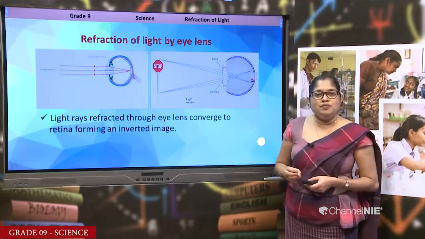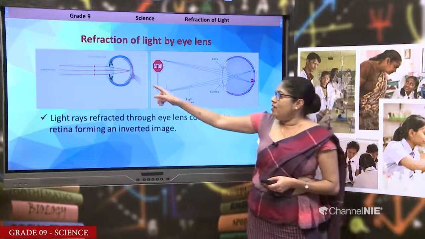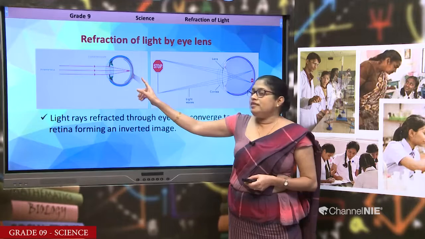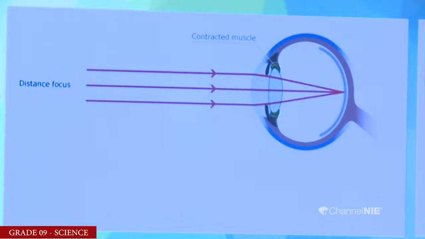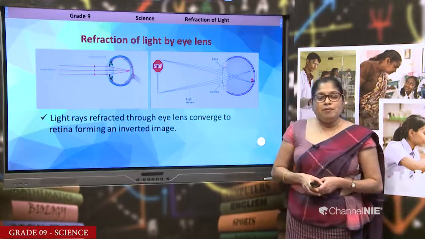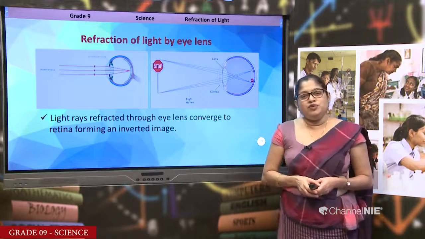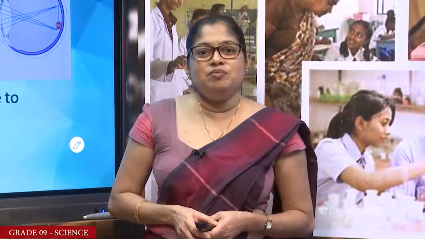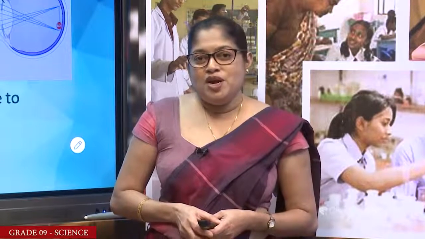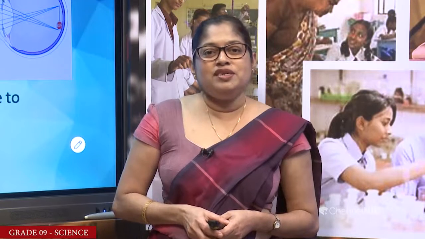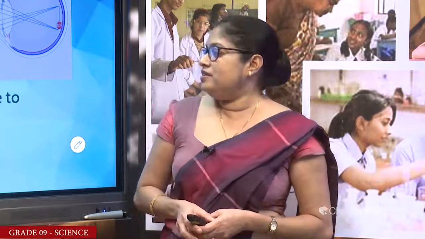How do we see an upright image then? This is done by the structure we call the optic nerve. This nerve sends the message to the brain, and the brain interprets this image as an upright one. Remember, in my previous lesson I taught you that reflection of light is important to see the things around us. Now you know that refraction of light is also important to see the things around us.